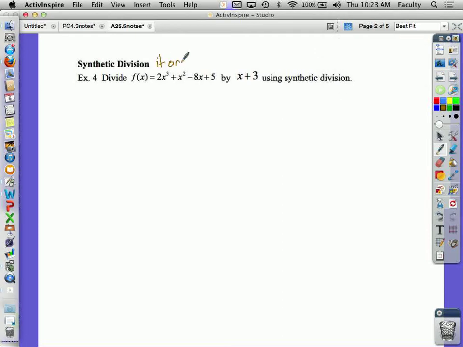The problem is it only works when dividing by x minus a number, or it can be written as x minus a number. So if I'm dividing by x plus 3, that's not x minus a number, so I can rewrite that. Whatever follows the first subtraction sign, that's what goes in the box. So I'm going to put a negative 3 in the box, and then we do 2, 1, negative 8, and 5. Do you remember this now?